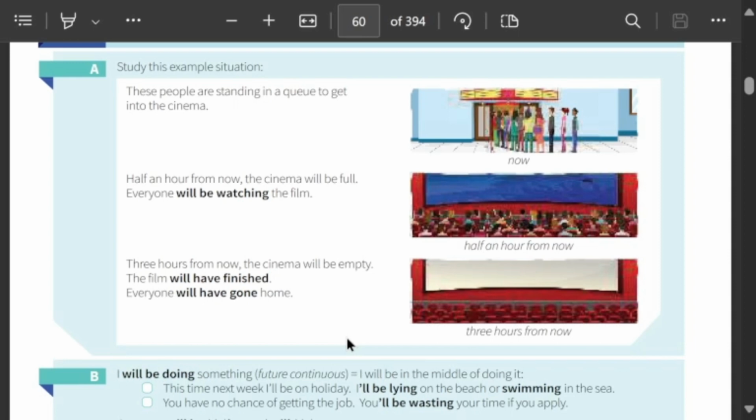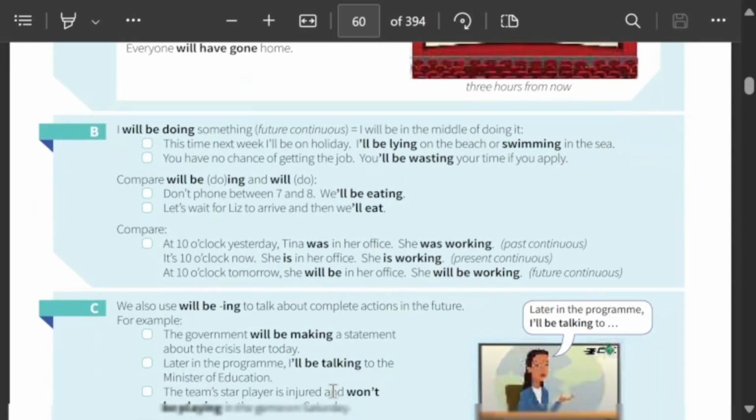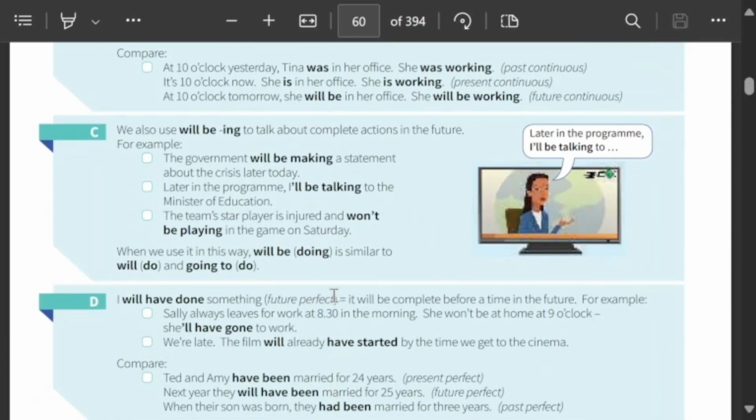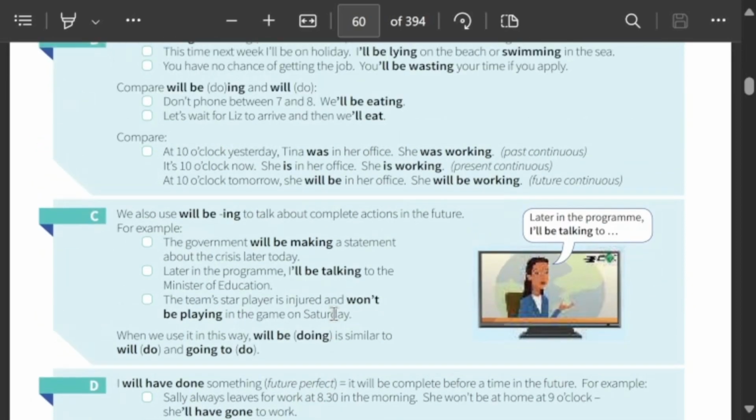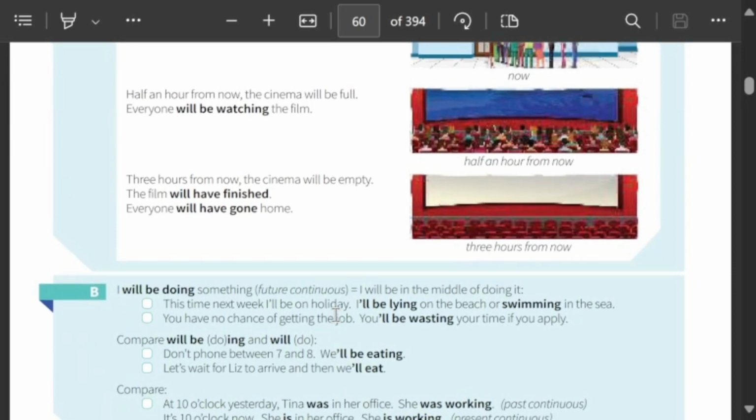So I think, what is the name of this? I forgot. Future continuous and future perfect. Future perfect. So you have present perfect, past perfect, and future perfect. We have present continuous, past continuous, and future continuous. Okay? Good.